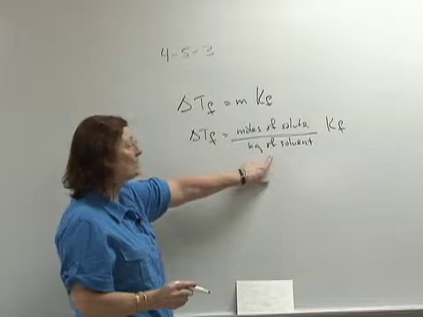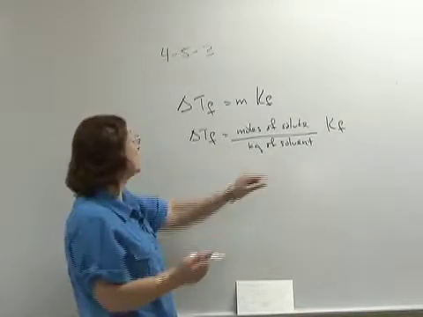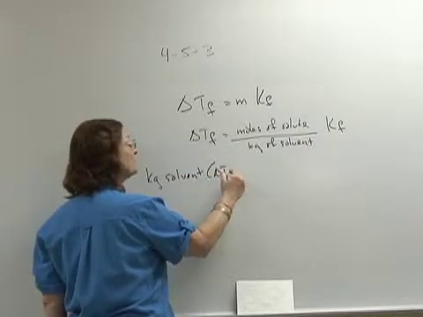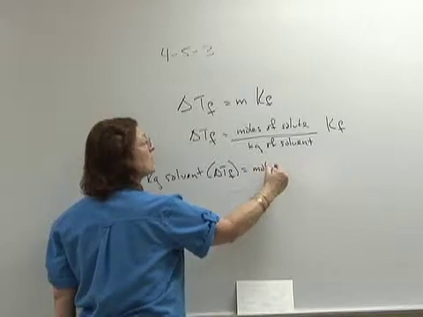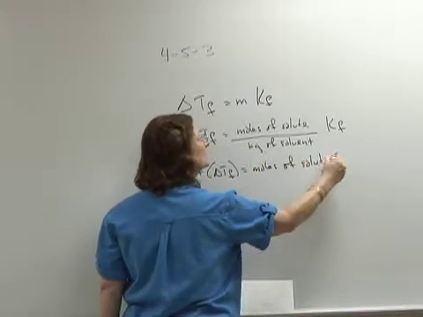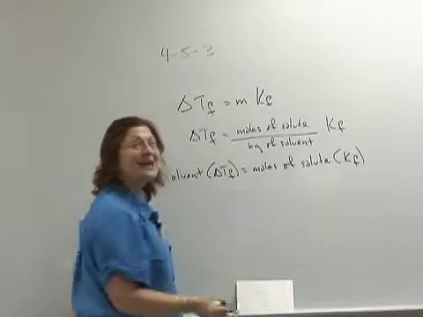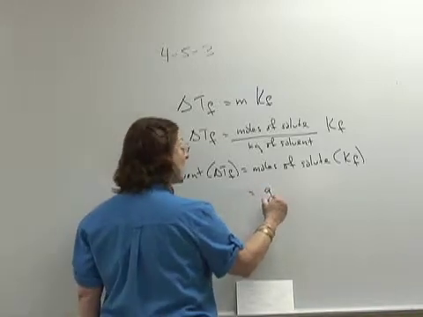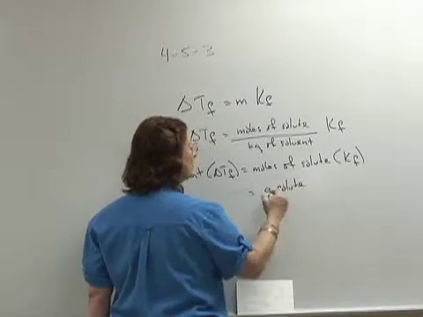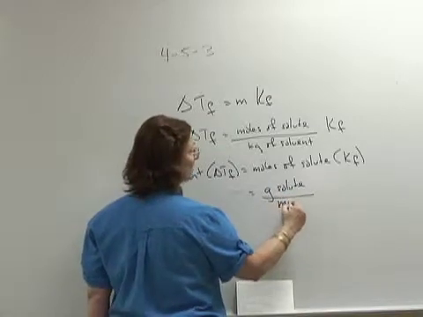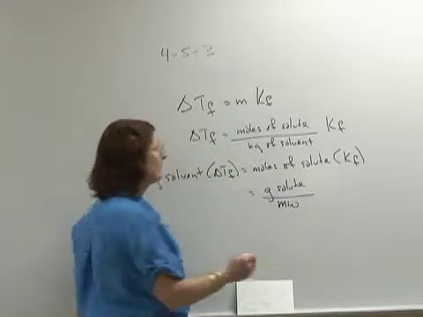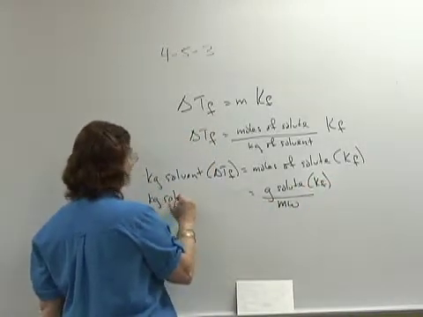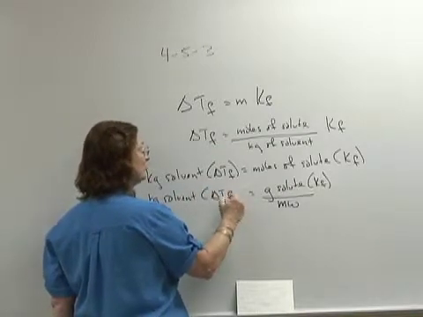Now, I'm going to multiply by kilogram of solvent to get it out of the denominator. So I have kilogram of solvent times the change in the temperature of the freezing point is equal to the moles of the solute times the constant. Now, you'll remember what moles are. Moles are grams of solute per molecular weight. Grams over molecular weight is moles. And we still have our constant here. And we still have the kilograms of solvent times the change in temperature of the freezing point.